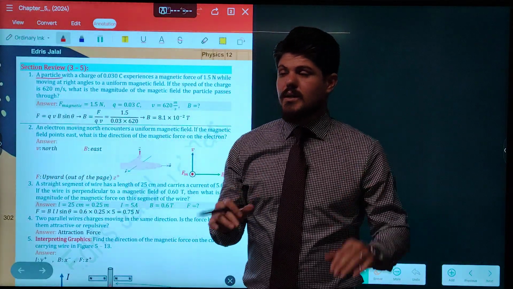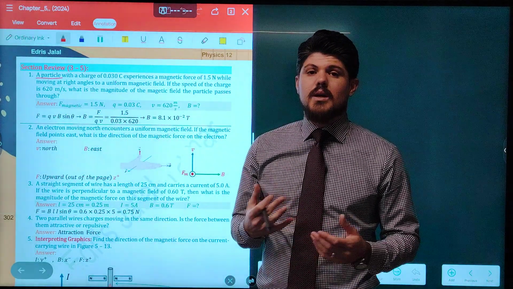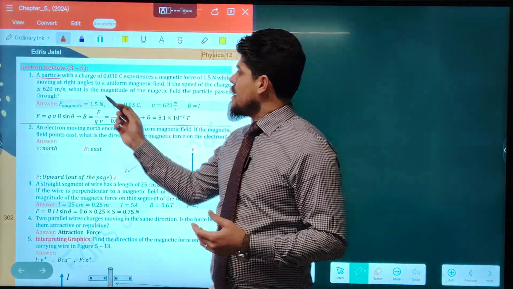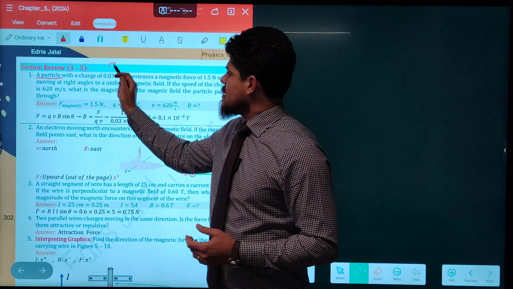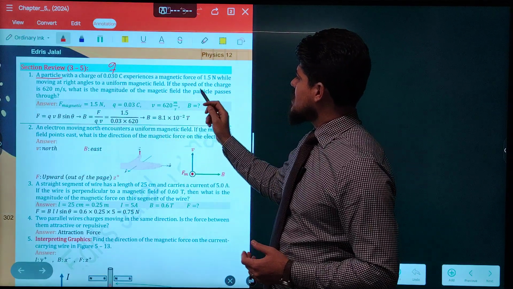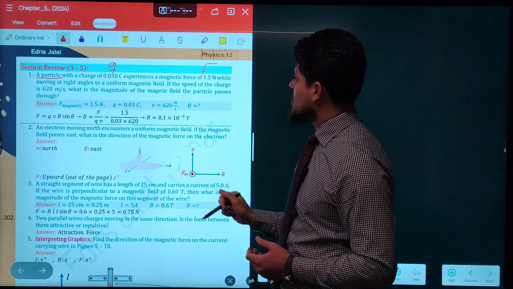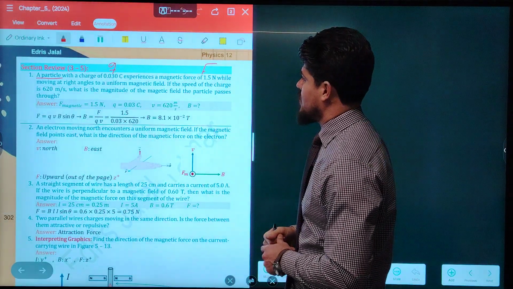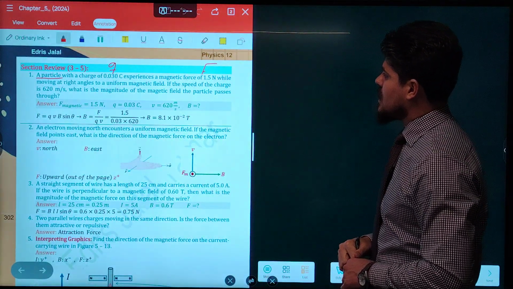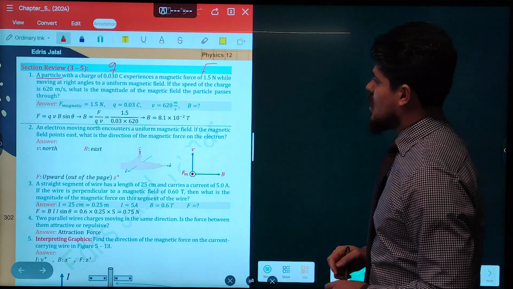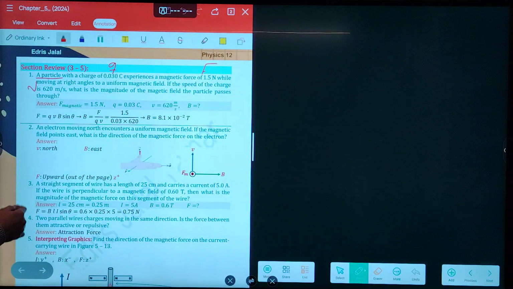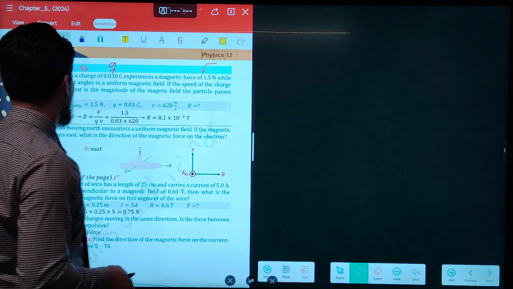The question is about a particle, guys. It's very important to recognize whether the question is about a current conductor or particles. The particle with the charge, this is Q, experiences a magnetic force, this is force, while moving at right angle, angle is 90, maximum magnetic force, to a uniform magnetic field. If the speed of the charge is 620 meter per second, what is the magnitude of the magnetic field the particle passes through?